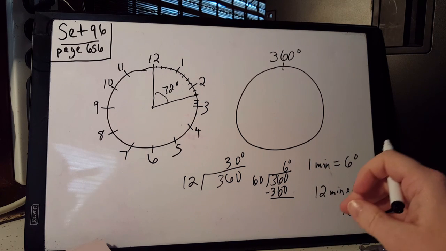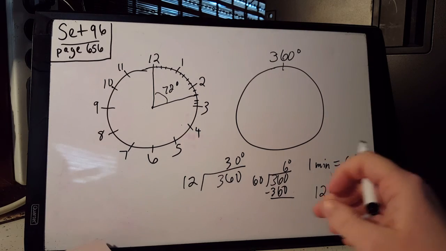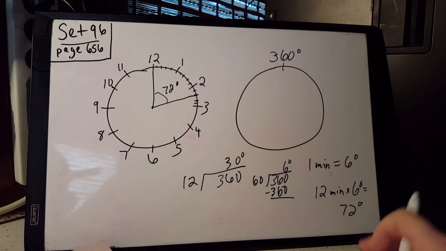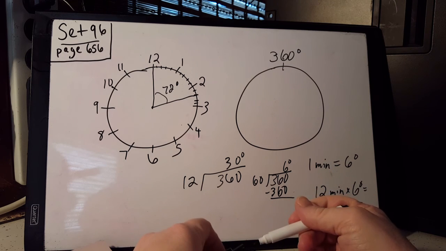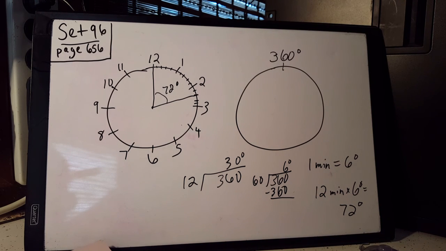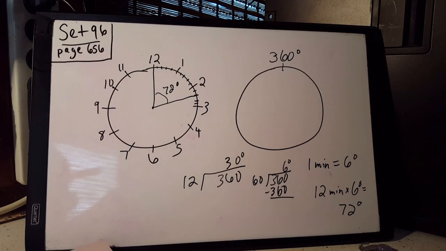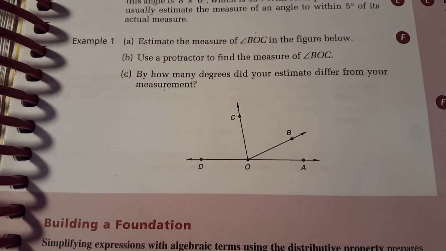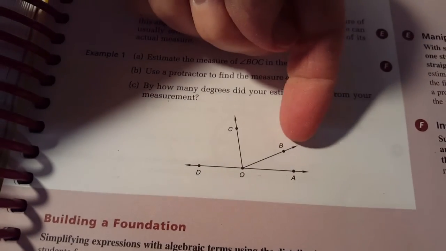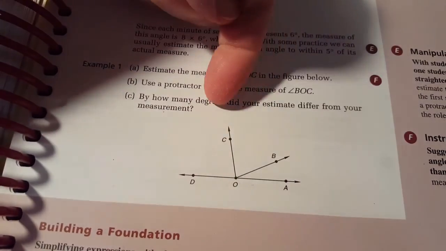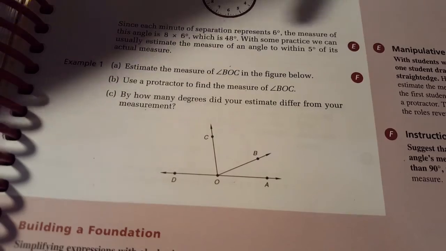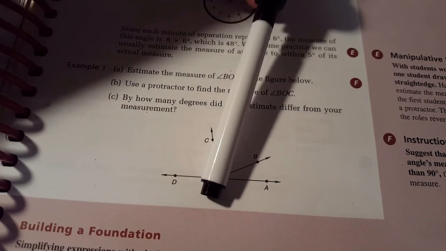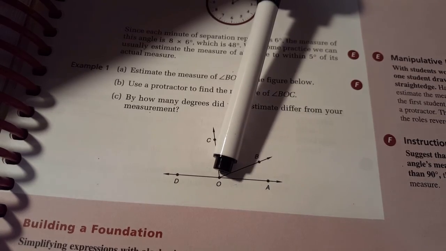So how does that apply to our lesson? Well, let's get started with example 1, and we're actually going to look directly in the book because their drawing is much more precise than what I can draw on the dry erase board. All right, example 1 here says, estimate the measure of angle BOC in the figure below. B would be here, O is here, and C is here. So we're looking at this little angle right there.